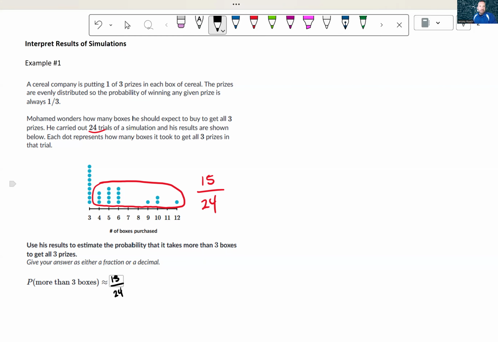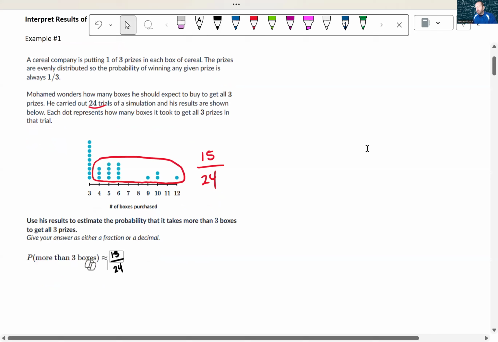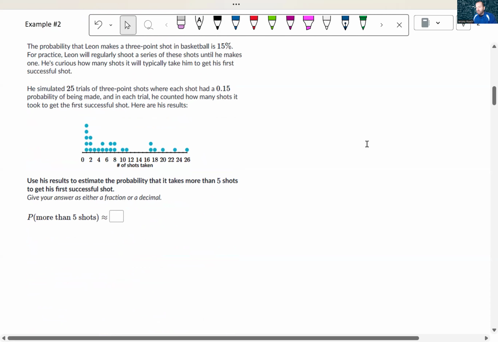A simulation is just a way to model a probability situation by repeating a random experiment. The results of these simulations, we can use them to estimate probabilities, and we can compare those results to what we would theoretically expect to happen. So that's what these problems are about. We're going to do just one more of these because I think they're fairly straightforward.